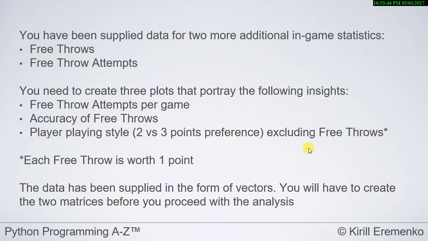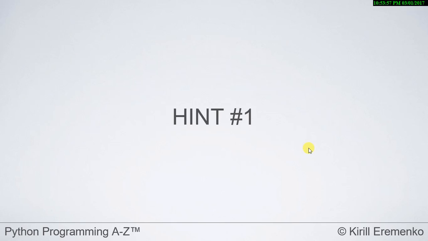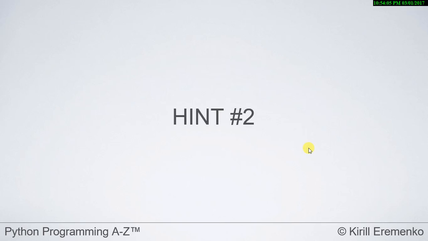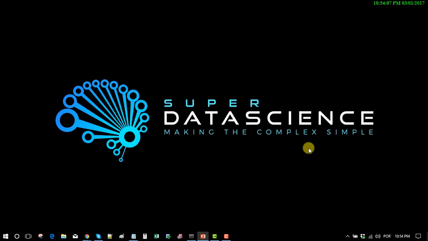So each free throw is worth 1 point, and the data has been supplied in the form of vectors, and you have to create two matrices before you proceed with the analysis. We gave a hint, the formula for part 3: the points minus free throws, divided by the field goals. Fill in the blanks.